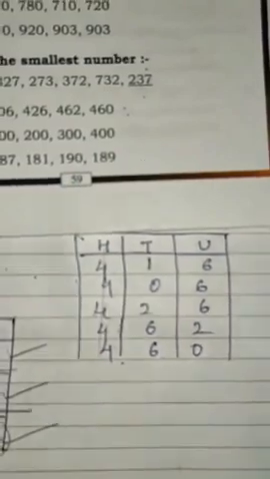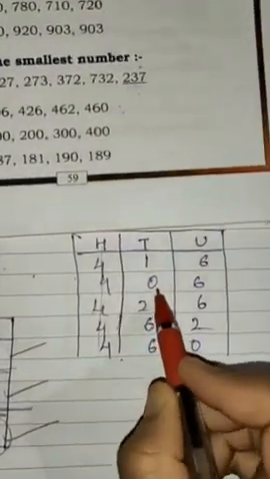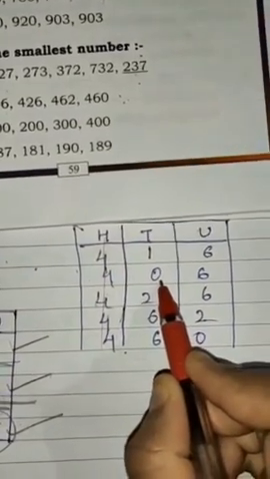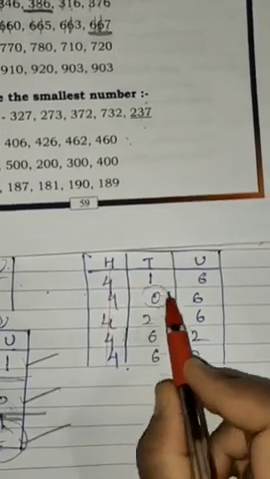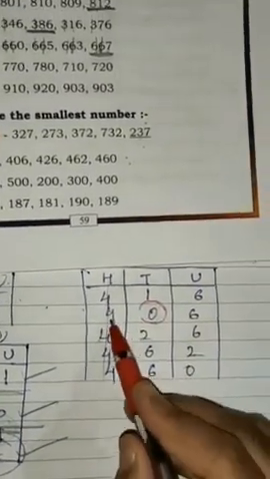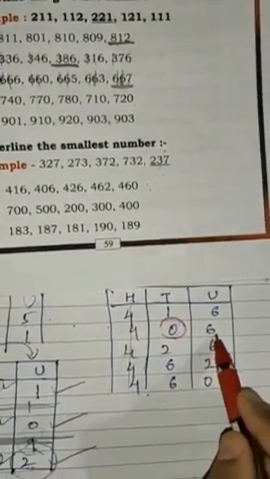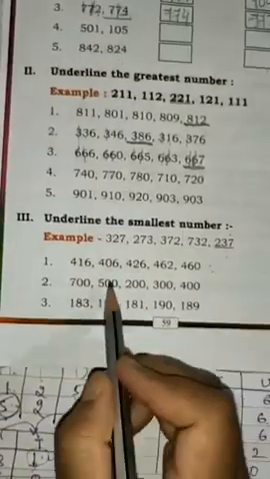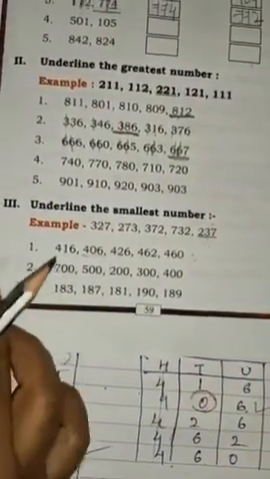So, in the 10th place, which is the smallest number here? The 0 is the smallest. Yes, the 0 is the smallest number, or sorry, smallest digit. So, 406 is the smallest number, right? So, we'll underline that number. 406 is the smallest number. Okay, let us take one more example.